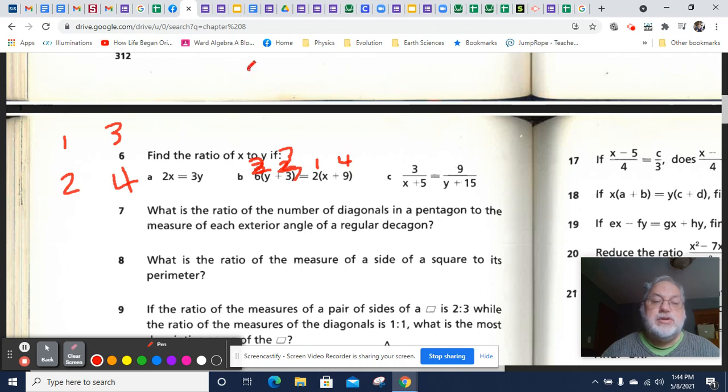So that's going to be 2 over 6. And that's going to be, if that's in the 2 and that's in the 3 position, y plus 3 over x plus 9. Okay, so that's just 1/3. So I'm going to make that 1/3.